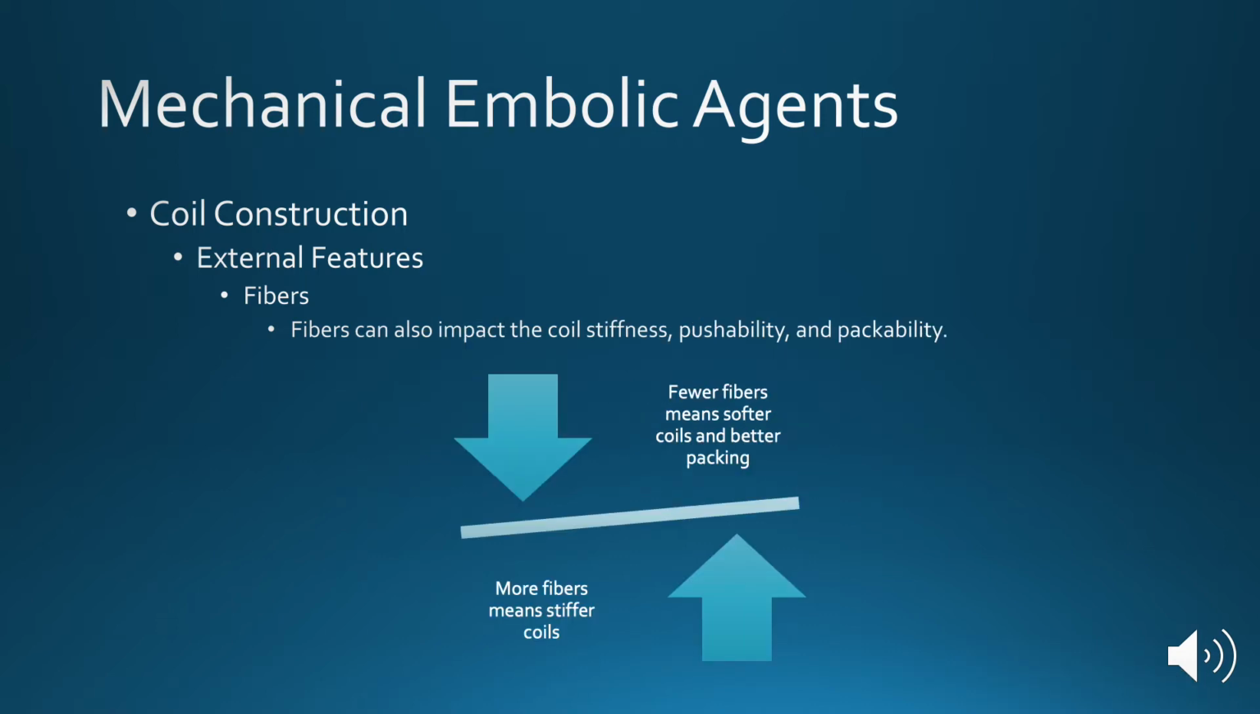Fibers can also impact the stiffness of a coil, its pushability, and its packability. So coils with fewer fibers tend to be softer and they tend to pack better, and coils with more fibers tend to be stiffer.